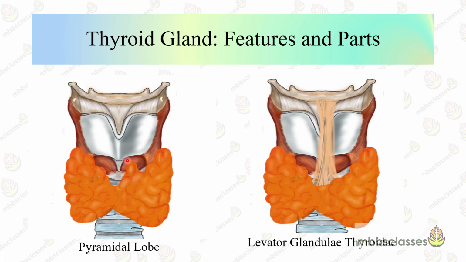Sometimes an extra lobe is present which is pyramidal in shape, and it is commonly seen on the left lobe of the thyroid gland, and it is called pyramidal lobe. And from this pyramidal lobe, sometimes we get a fibrous or fibromuscular band that connects this pyramidal lobe to the hyoid bone in the midline. And this band is called levator glandulae thyroideae.